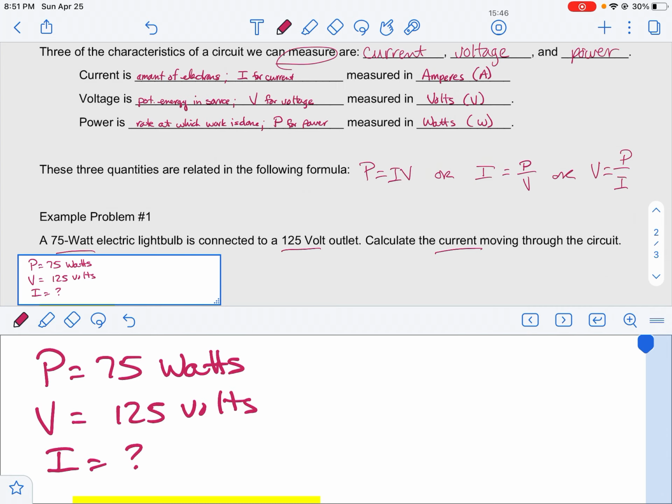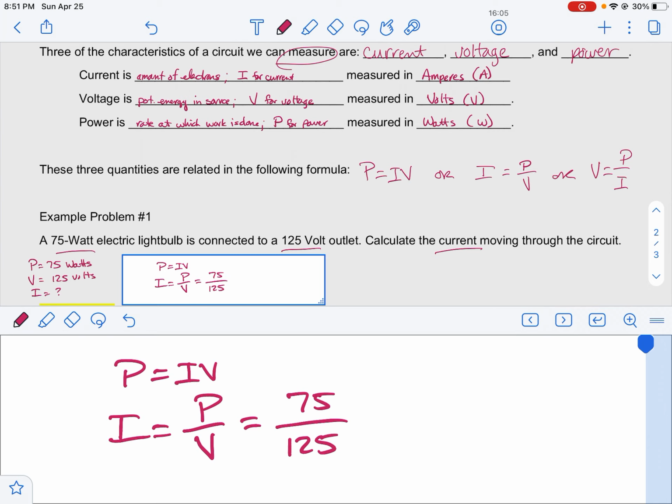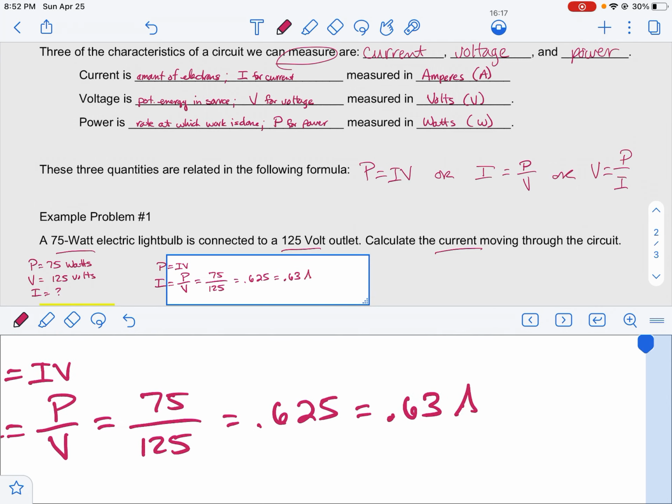Okay? So here's my formula. P equals I times V. But I am going to use this version of it where I have I already by itself. So I'm going to use I equals P over V. I'm going to plug in my 75, my 125. So I've got 75 watts divided by 125 volts. And that gives me 0.625 or 0.63. And because this is current that I'm finding, I'm going to label it A for amperes.